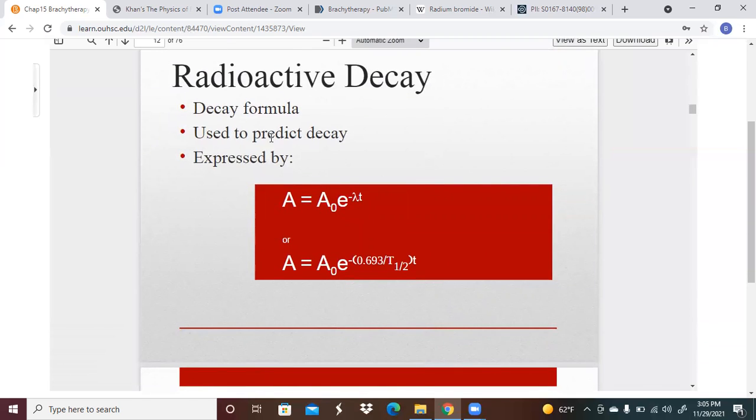The radioactive decay formula is here. The number present is equal to the number we started with times a factor of this power. This will predict the decay. So if you know what the unit is producing at some particular time, and you know the amount of time that has passed, you can determine the activity later on.